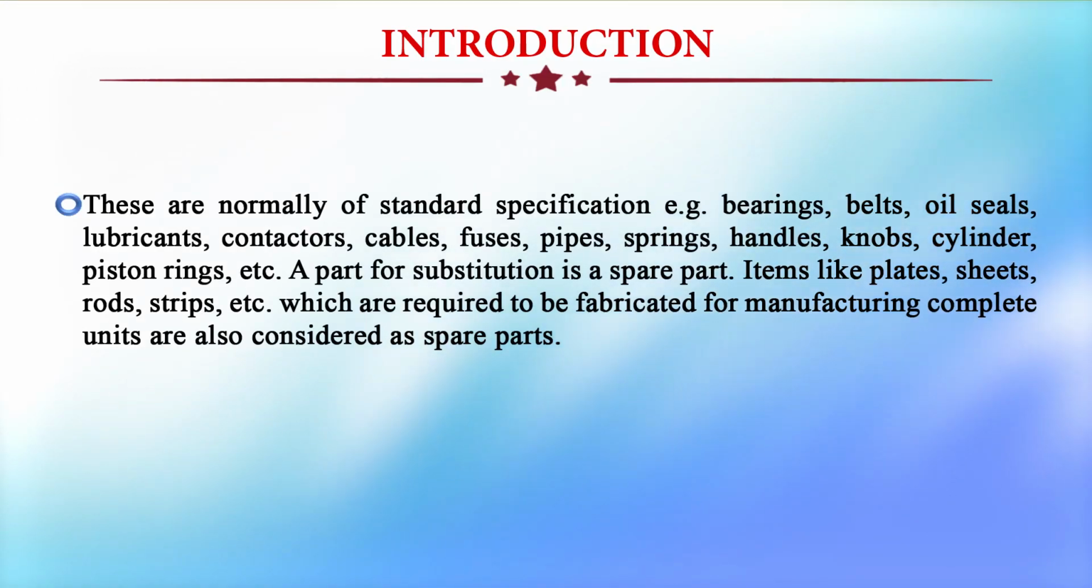These are normally of standard specification. Examples: bearings, belts, oil seals, lubricants, contactors, cables, fuses, pipes, springs, handles, knobs, cylinders, piston rings, etc. A part for substitution is a spare part. Items like plates, sheets, rods, strips, etc., which are required to be fabricated for manufacturing complete units, are also considered as spare parts.